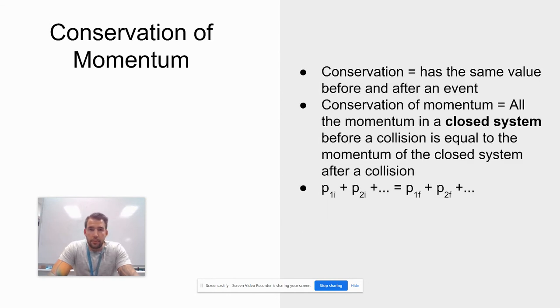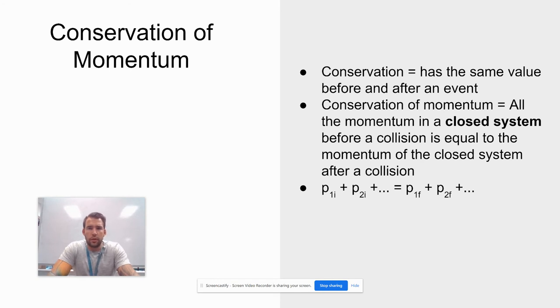Conservation of momentum. So what does that mean? Conservation is going to mean that we're going to have the same value before an event versus after an event. We want to conserve it. So the conservation of momentum means that all of the momentum that is in a closed system is going to be the same before a collision as it is after a collision.